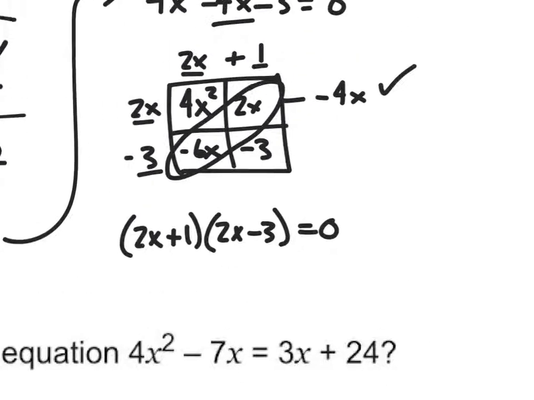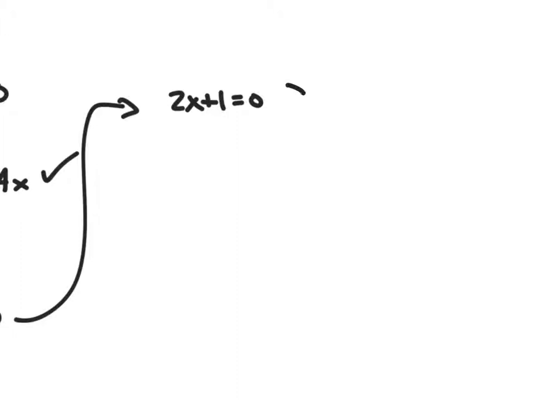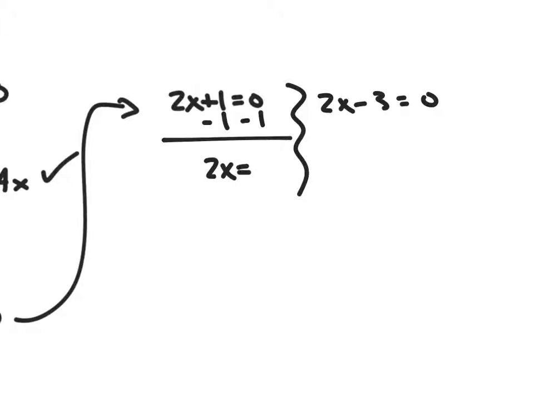Okay, now that I've set each of these equal to 0, let's move this up over here, rewrite it. I'm going to do 2x plus 1 equals 0, and then 2x minus 3 equal to 0. Okay, so here I'm going to subtract 1 from both sides. 2x is equal to negative 1. Divide both sides by 2.